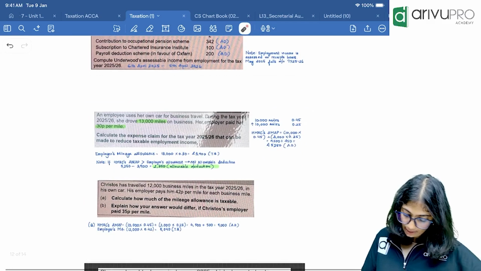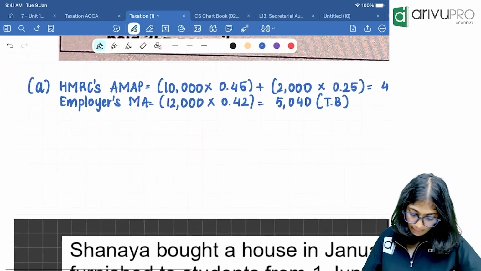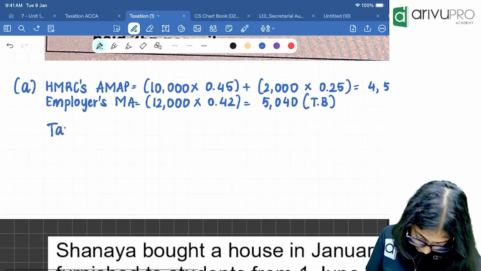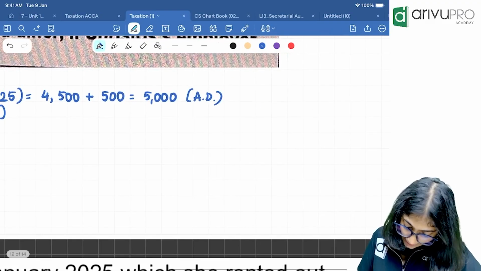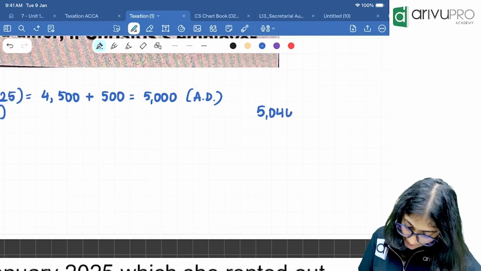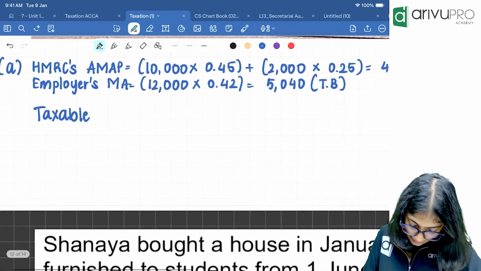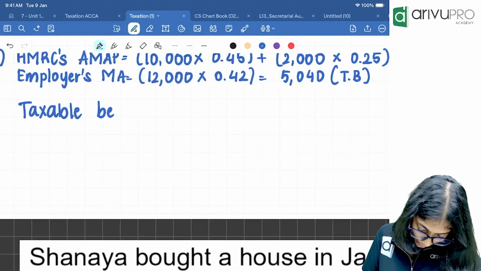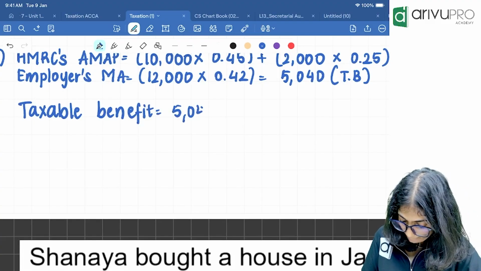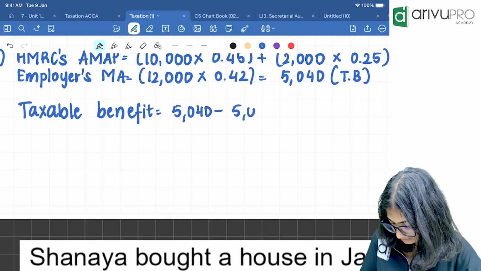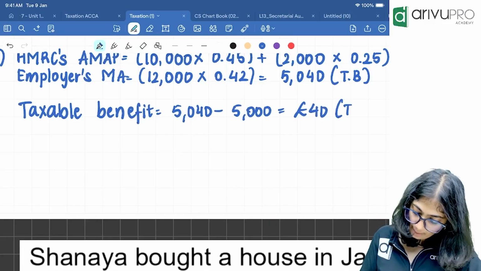So what does that mean? The amount of taxable benefit is going to be, we can see here that 5,040 is greater than 5,000. So what's going to happen? Taxable benefit is going to be equal to 5,040 minus 5,000. 40 pounds is going to be your taxable benefit.